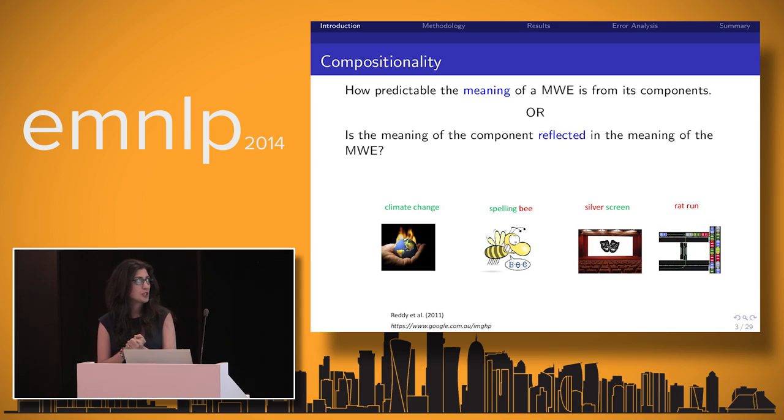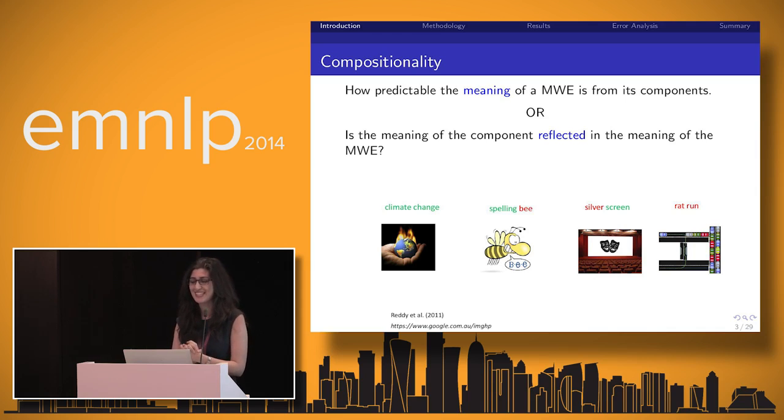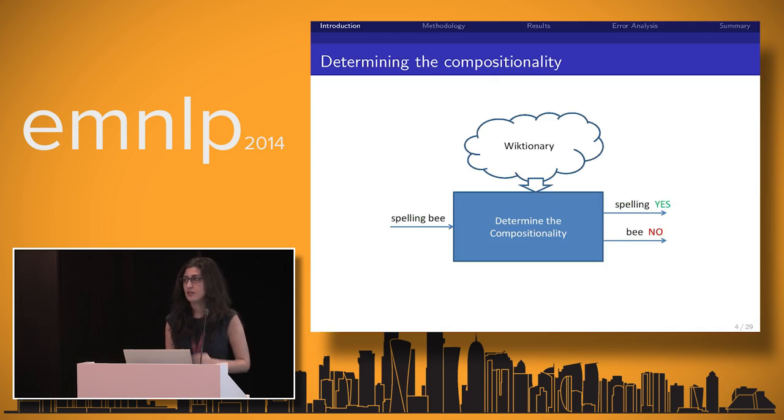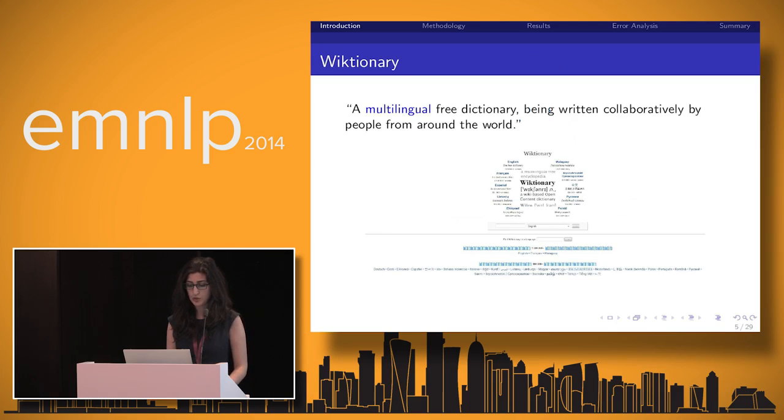In this talk I'm going to tell you about our study on determining the compositionality of components in a multi-word expression using Wiktionary. I'll start with the definition of multi-word expression. A multi-word expression is a combination of words with lexical, syntactic, semantic, or statistical idiosyncrasy. There are lots of examples in every language. Here we have ad hoc, wine and dine, kick the bucket, traffic light, for examples in English. Our main interest is on the semantics of multi-word expressions.